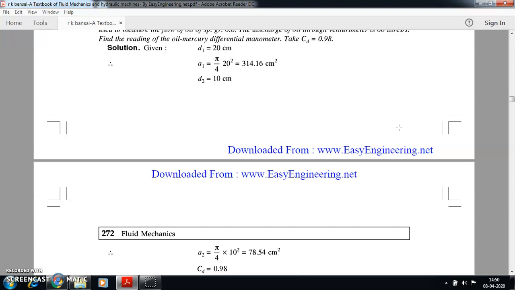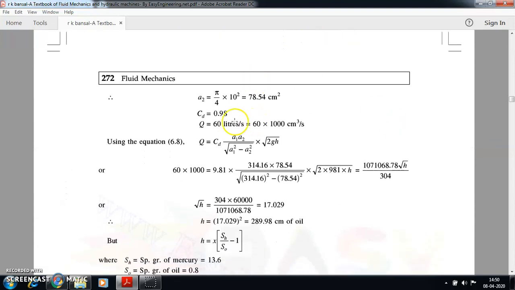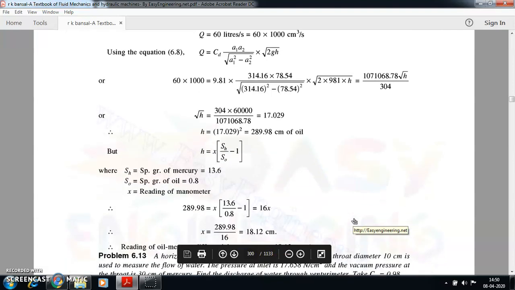With all the data given, it is in liter per second, so convert it into centimeter cube per second, or you can convert it into meter cube per second. Q value, do all the substitution, only h you don't know, so you will be able to find the h value. After you work it out, you get around 289.98 centimeter of oil.